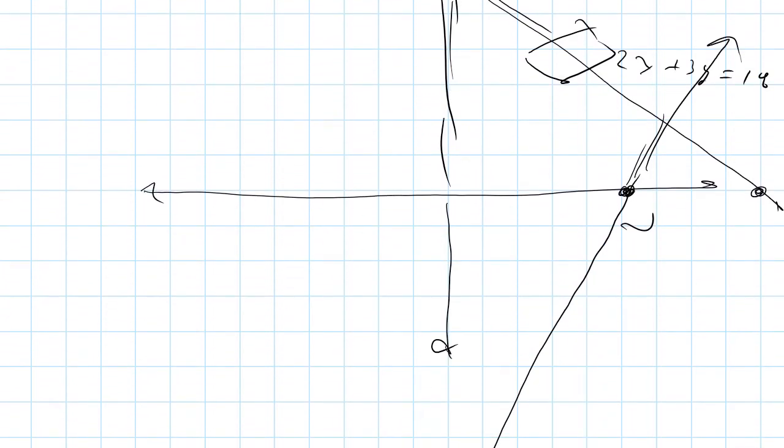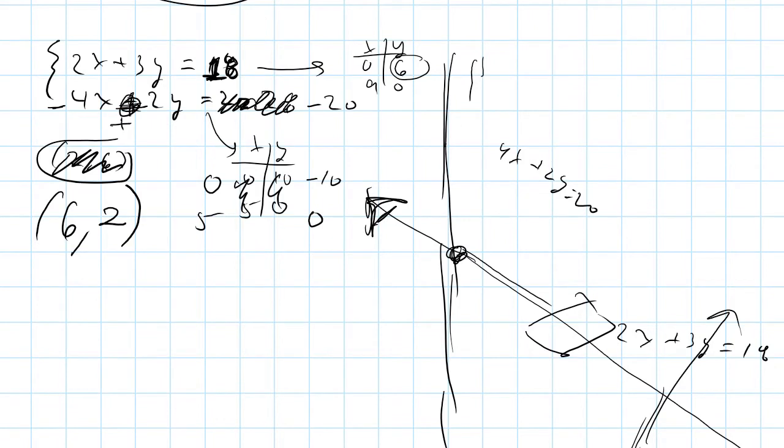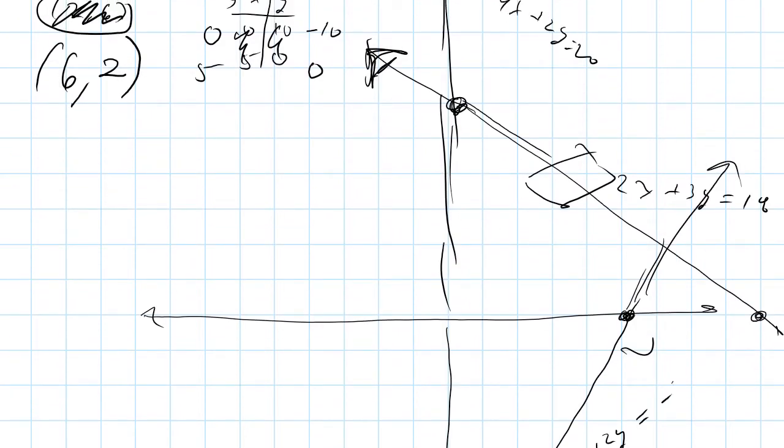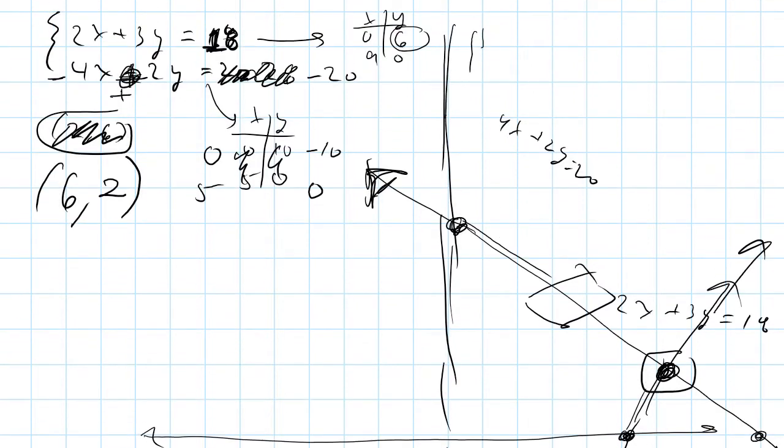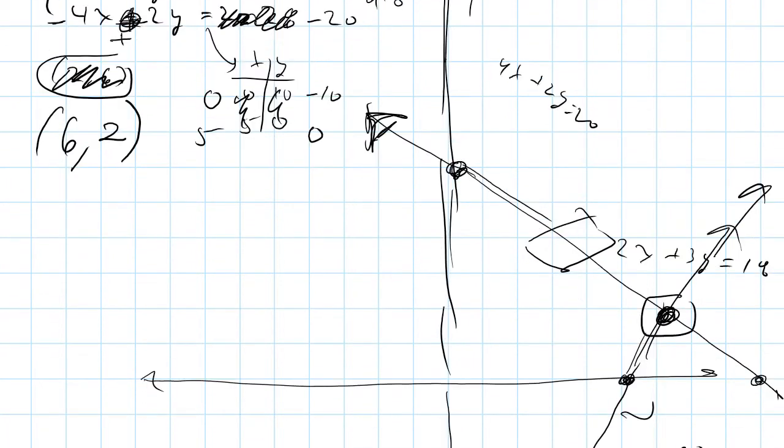That's negative 4x plus 2y equals negative 20. And we can see that they have this intersection point here. And we could ask the students, what is the significance of the intersection point, or what do you think the answer is? How does this graph help you find the answer?